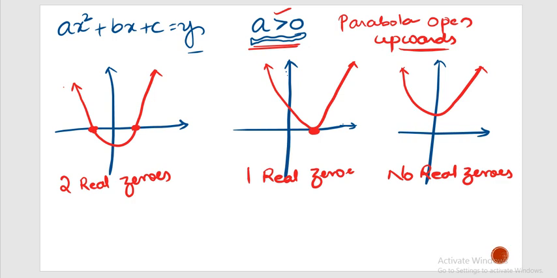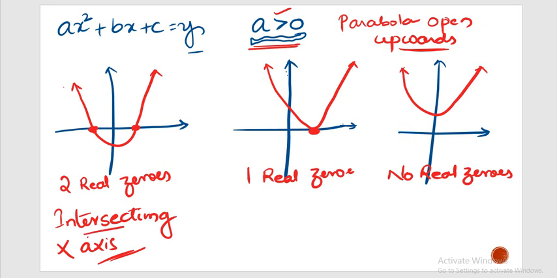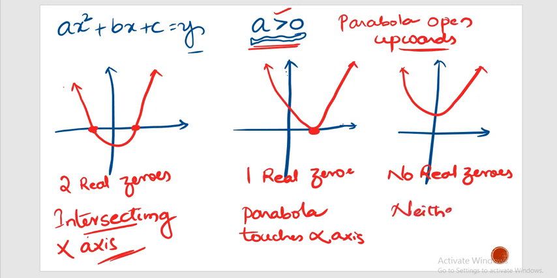Now this particular situation we call parabola intersecting the x-axis. This particular situation we call parabola touching the x-axis. And this particular situation we call it neither intersects nor touches.